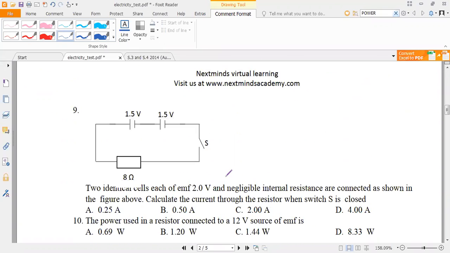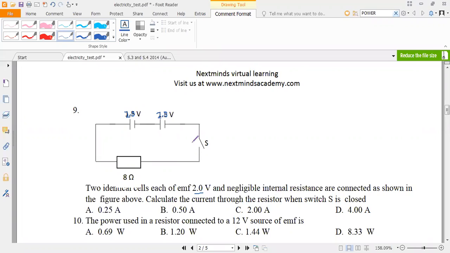Number 9 requires us, we have two identical cells, each of EMF 2 volts. Oh, I think they made a mistake here. This is supposed to be 2.0 volts. Even this is supposed to be 2.0 volts. And negligible internal resistance are connected as shown in the figure above. Calculate the current through the resistor when switch S is closed.